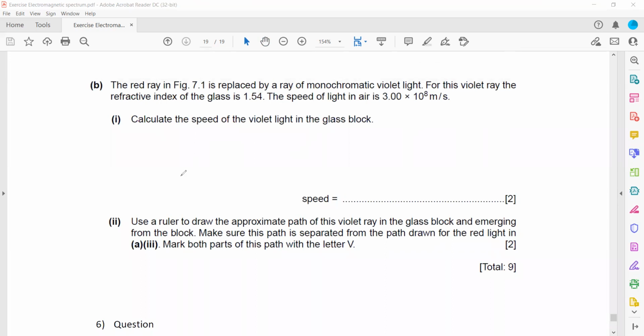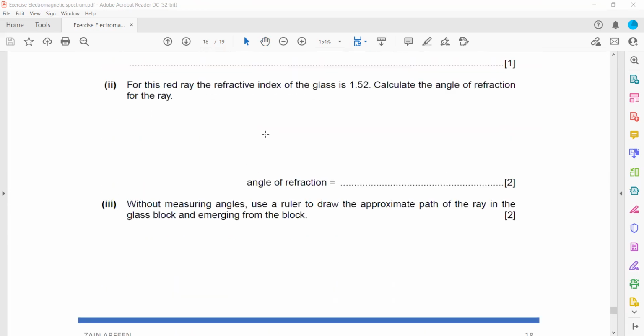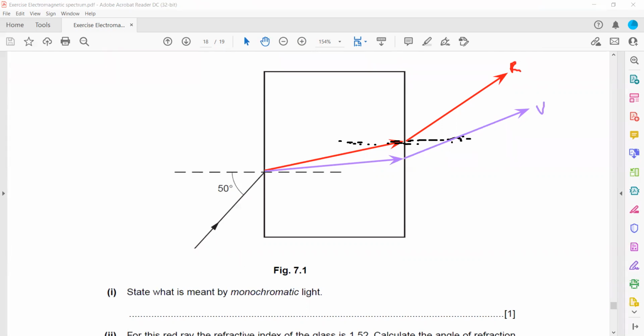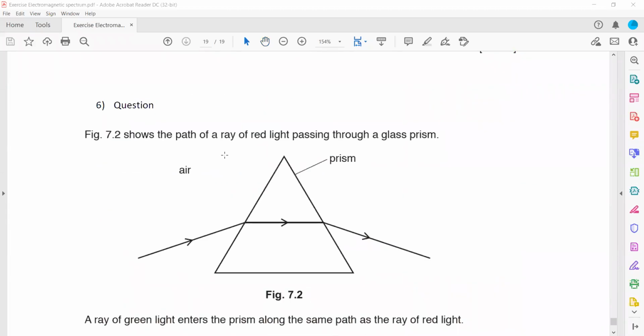Then this part is related to refractive index. We already have discussed that. Using a ruler, draw the approximate path for violet and label that as V. First we drew the path for the red, but now we have to draw a path for violet. Violet will bend more when it enters the glass, and this will be the approximate path for the violet. We have to label that path as V, and the path of the red was labeled R, because the violet bends the most as its speed decreases more than red.